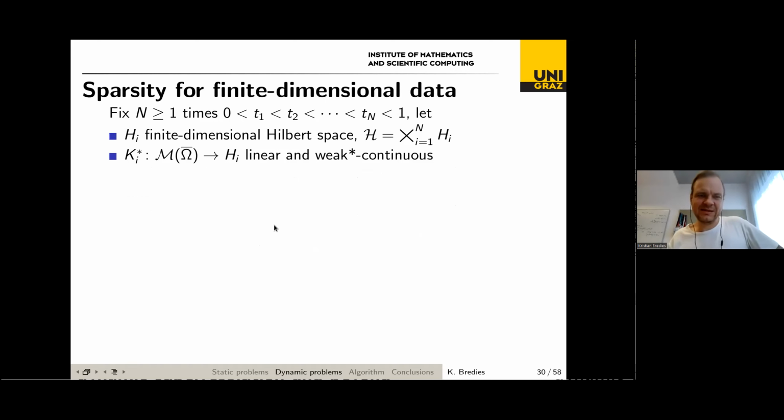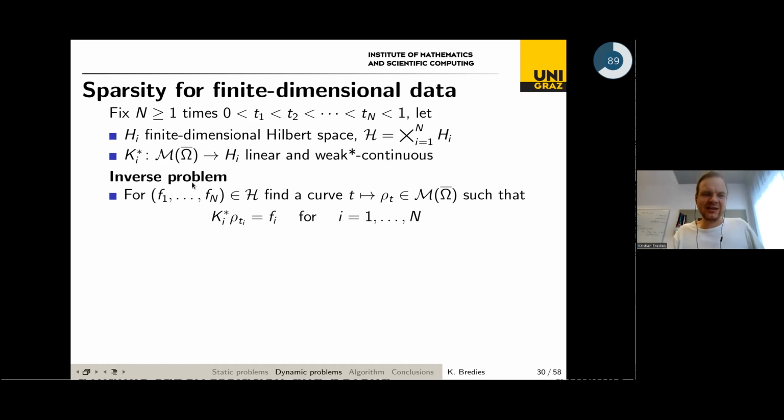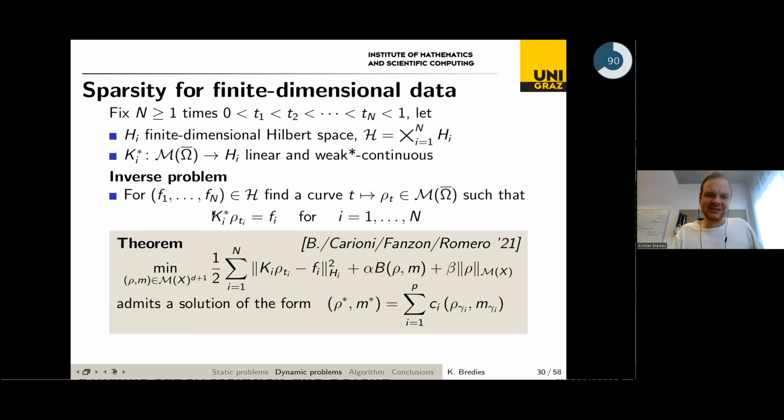And so why is this relevant? Because if you look at a finite dimensional version of the problem, you get sparsity. So a finite dimensional problem could look like this, for instance. Instead of continuous time measurements, you have only finitely many time measurements. So then the data space could still vary with time, but it's just like a usual Cartesian product. And also, of course, the forward measurements are only finitely many and they are linear and weak star continuous. Then the inverse problem is just solving the equation for these finitely many times. The Tikhonov functional also accounts for that, and it's no longer an integral here, but just a sum. And of course, the regularizer is the Benamou-Brenier regularizer.